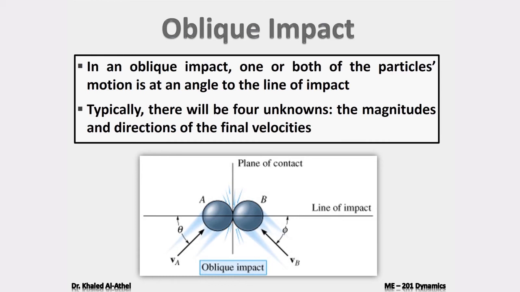Why? Because VA in this case is coming at this angle, so after it hits B, I'm expecting it to go with something like this. And B is going to reflect with something like this. Now, the unknowns are basically going to be VAx2 and VAy2. And also here I'm going to have VBx2 and VBy2. So I have four unknowns, as you can see. And for these four unknowns, I'm going to need four equations to solve it.